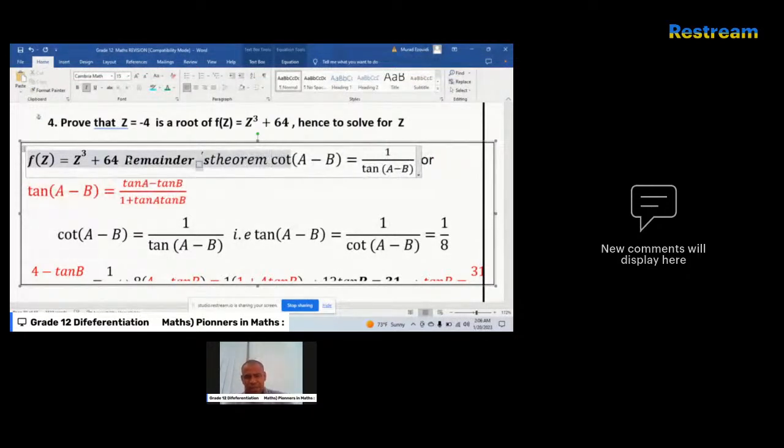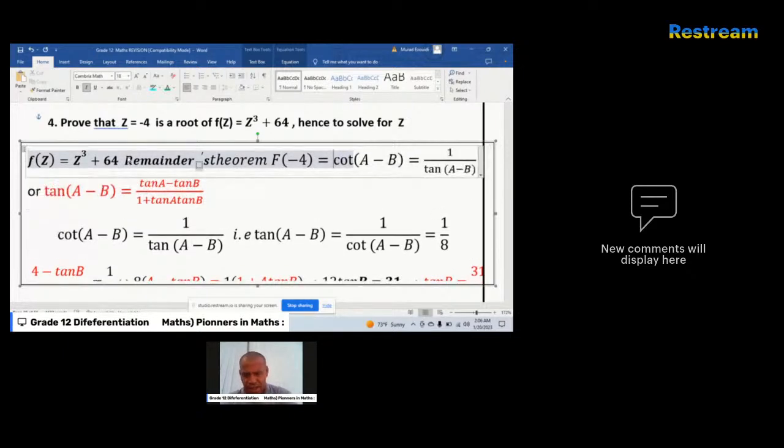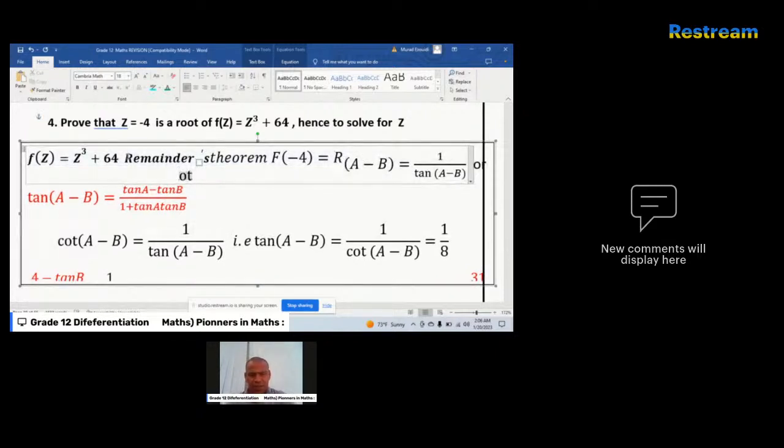Okay, it states that f of negative 4 should be equal to 0. In fact, f of negative 4 is the remainder. I will just suppose that it's the remainder.